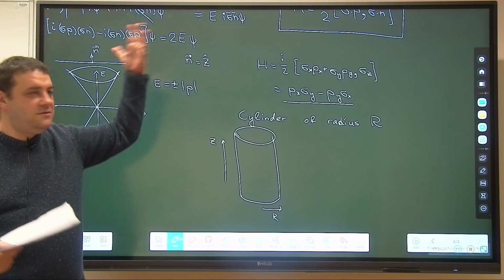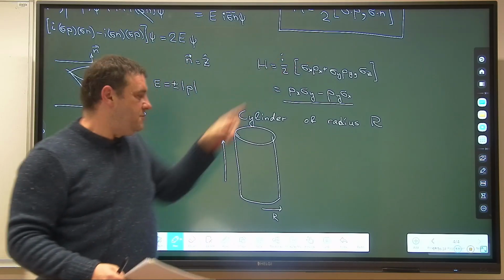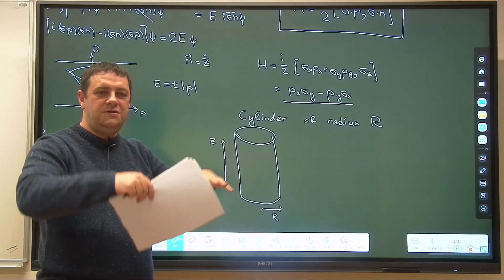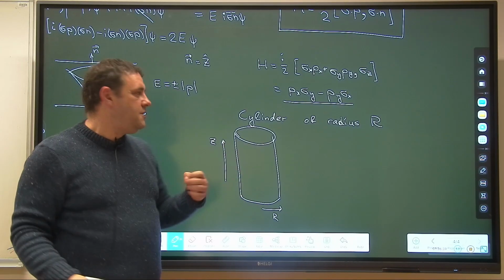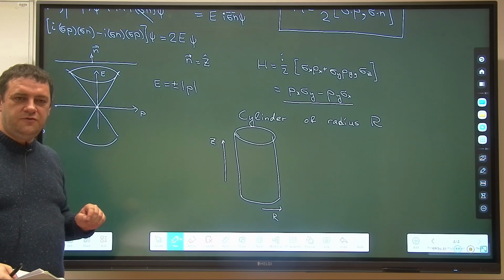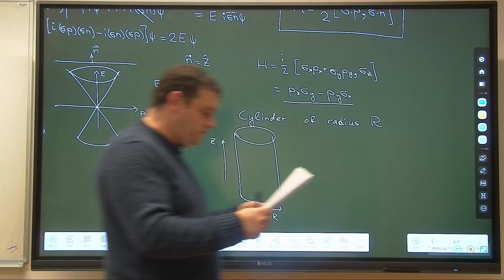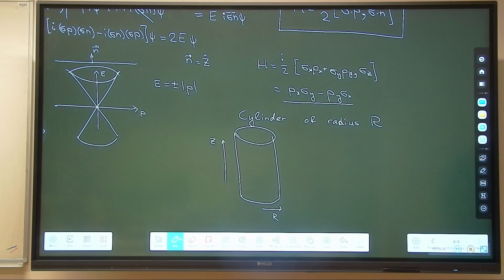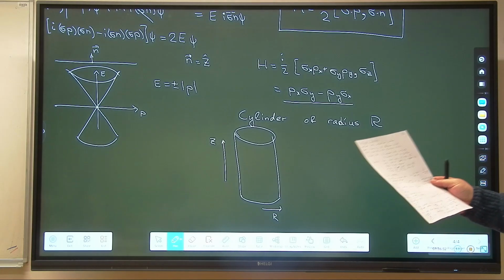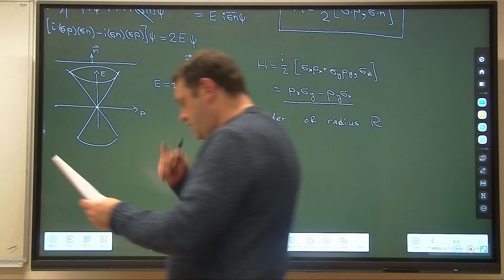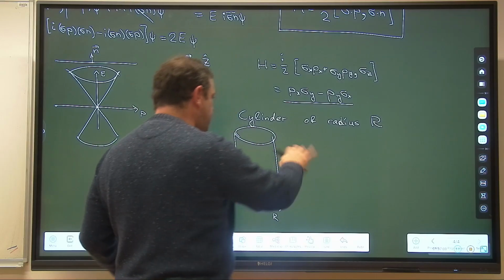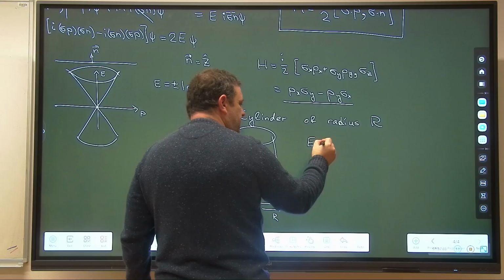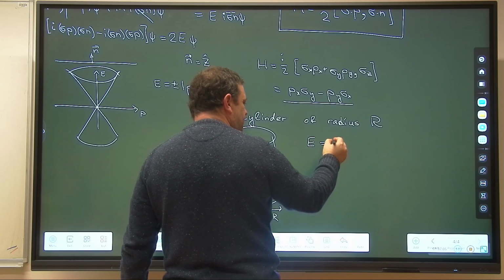So the homework, the task, is to take this Hamiltonian, write it in cylindrical coordinates, and see what the eigenstates on the surface are. And since I'm not sure when the next lecture can happen, I will give you the correct answer immediately. I will not write the Hamiltonian, I will just tell you what the eigenvalues of this Hamiltonian are.